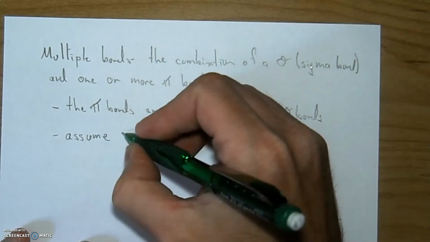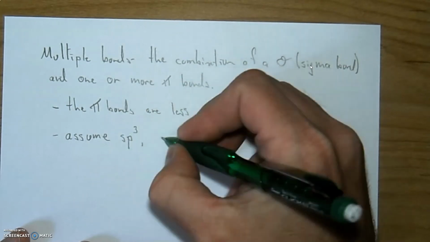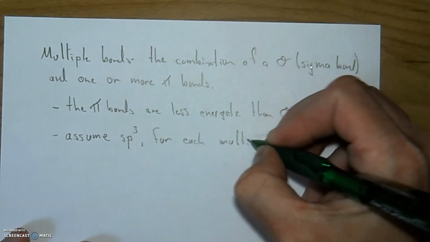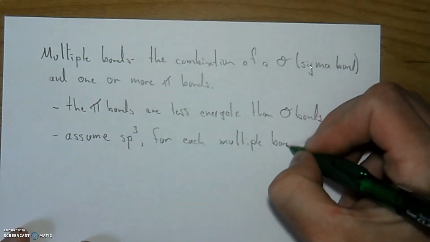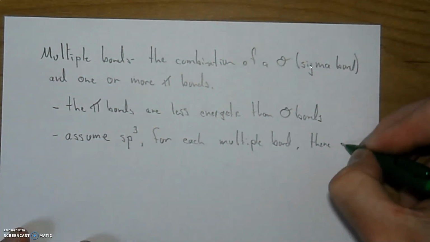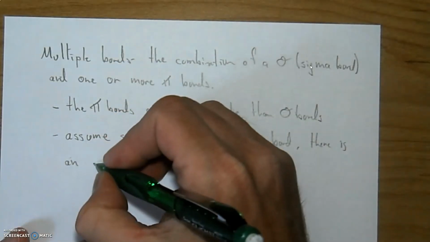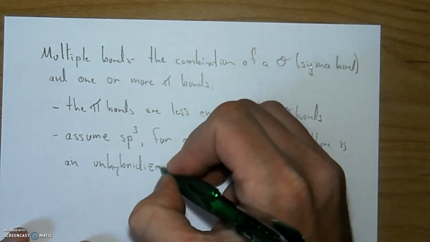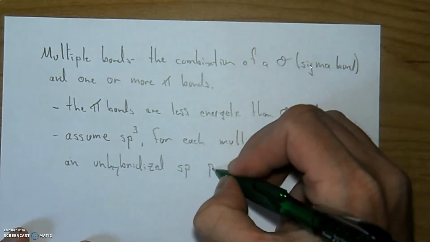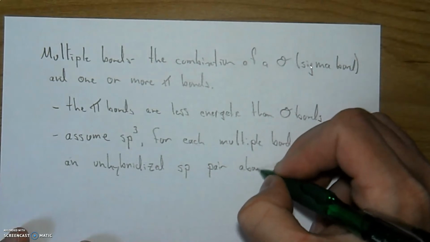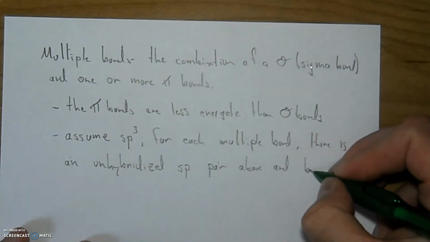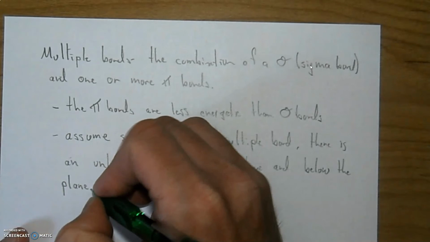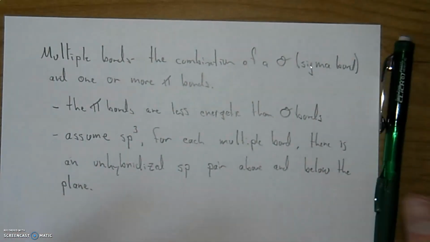Let's assume you have sp3. For each multiple bond, there is an unhybridized p pair above and below the plane. Okay, I can see I'm running out of time, so we'll come back in and we'll talk a little more about this in the next lecture.